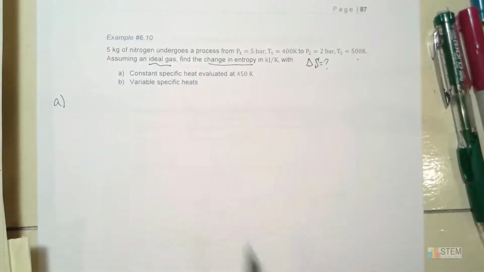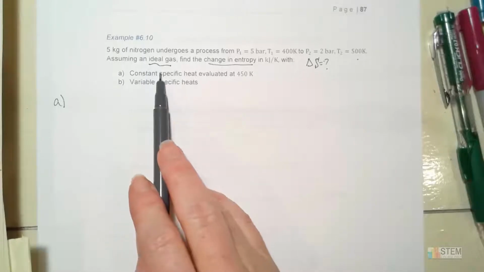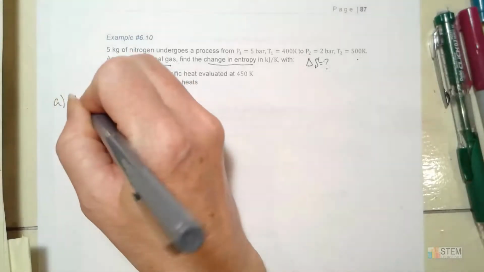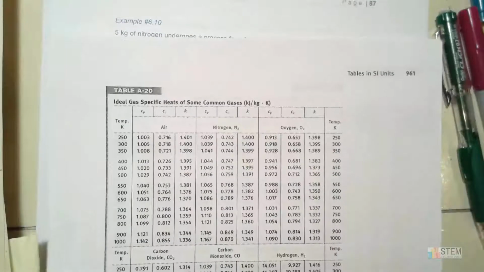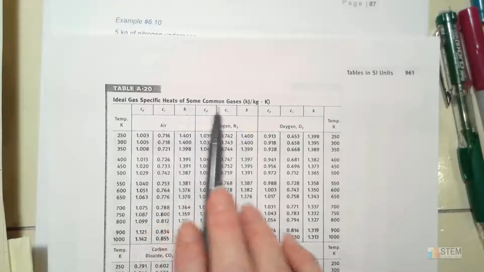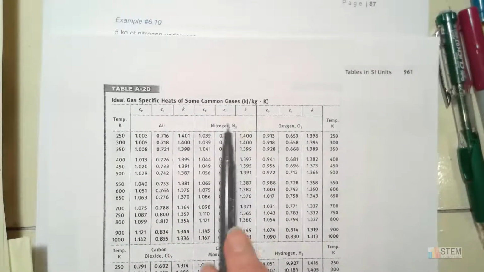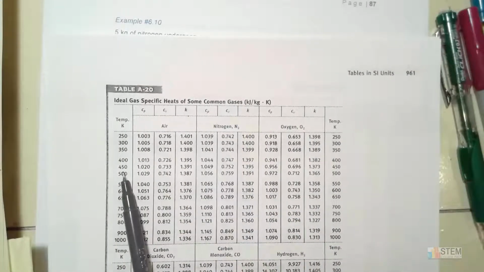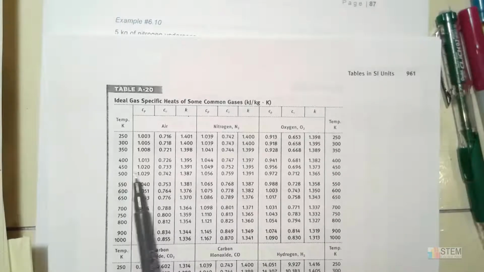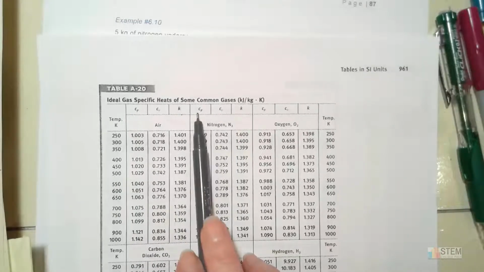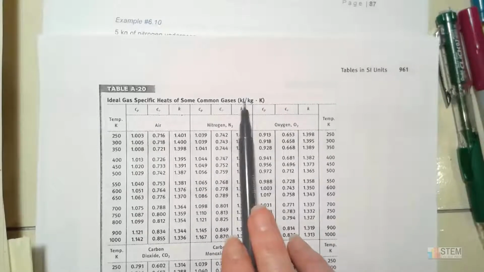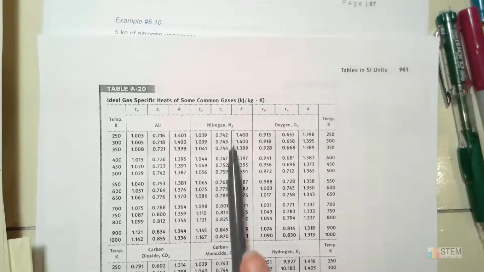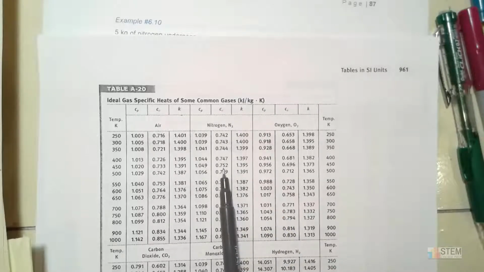Now, we're going to have to look at our specific heats, so we're going to go to table A20 to do that. Here's that table. This is just the ideal gas for some of the common gases. So nitrogen is here. That's what we have. Our temperature is 450, right? So we come over here to nitrogen. CP is 1.049, and notice the units, kilojoules per kilogram Kelvin. And then CV is going to be 0.752. So we've got that number also.